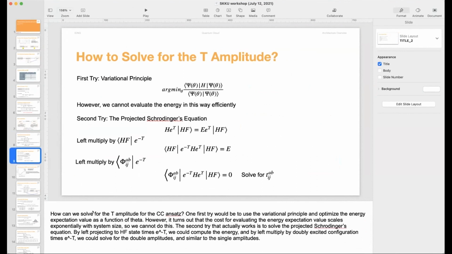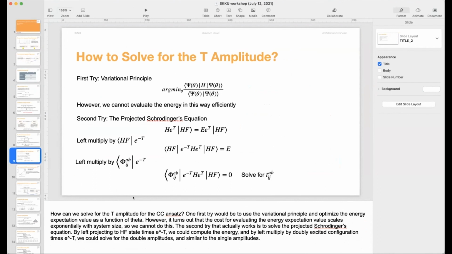So the question is, how can we solve for the T amplitudes, the parameters for the coupled cluster ansatz? One first try would be to use the variational principle and optimize the energy expectation value as a function of theta. Theta here are the T amplitudes. However, it turns out that the cost for evaluating the energy expectation value for a traditional coupled cluster wave function scales exponentially with system size. So we cannot do this.